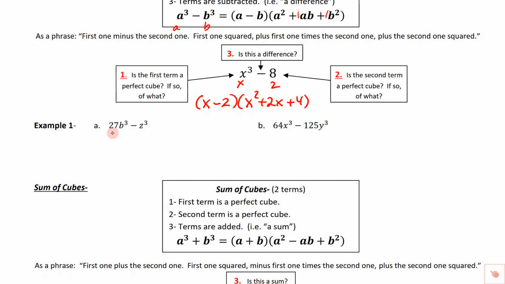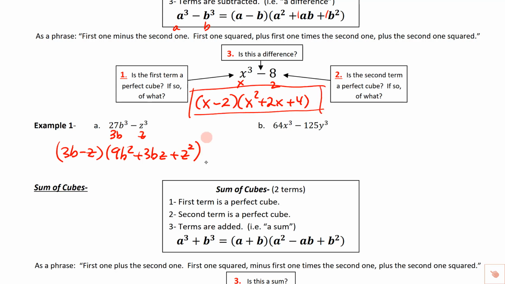So let's take a look at this one right here. Again, first one is a perfect cube of 3b. Second one is a perfect cube of z. And it is a difference. So we're going to write 3b minus z. And then it's going to be the first one squared, so that's going to be 9b squared. The two of them multiplied together, so this is going to be plus 3bz. And then it's going to be plus the last one squared, so this is going to be z squared. And we're finished. Done. That's all we need on these.